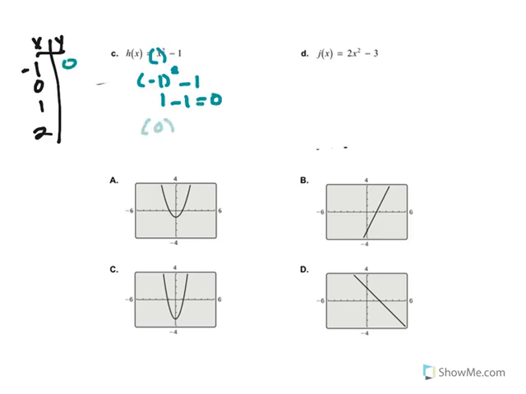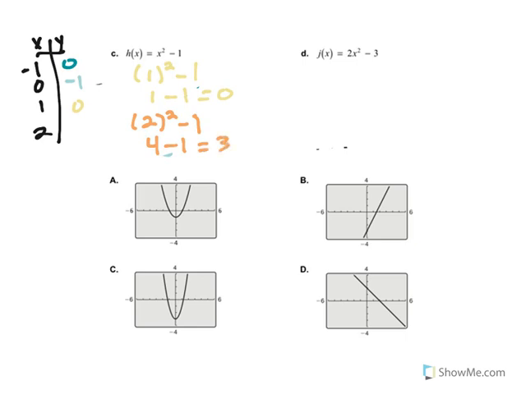Now we have 0 squared minus 1. 0 times 0 is 0. Minus 1, negative 1. Now we have 1 squared minus 1. 1 minus 1 is 0. And then let's try a 2. We have 2 squared minus 1. 2 times 2 is 4 minus 1, which is 3.